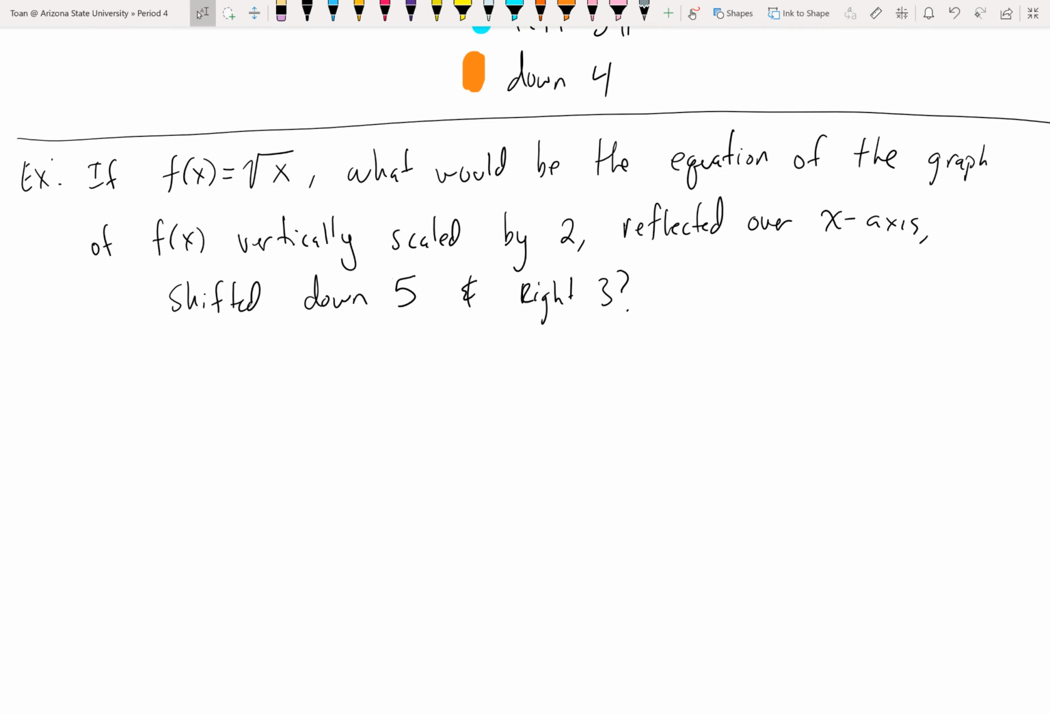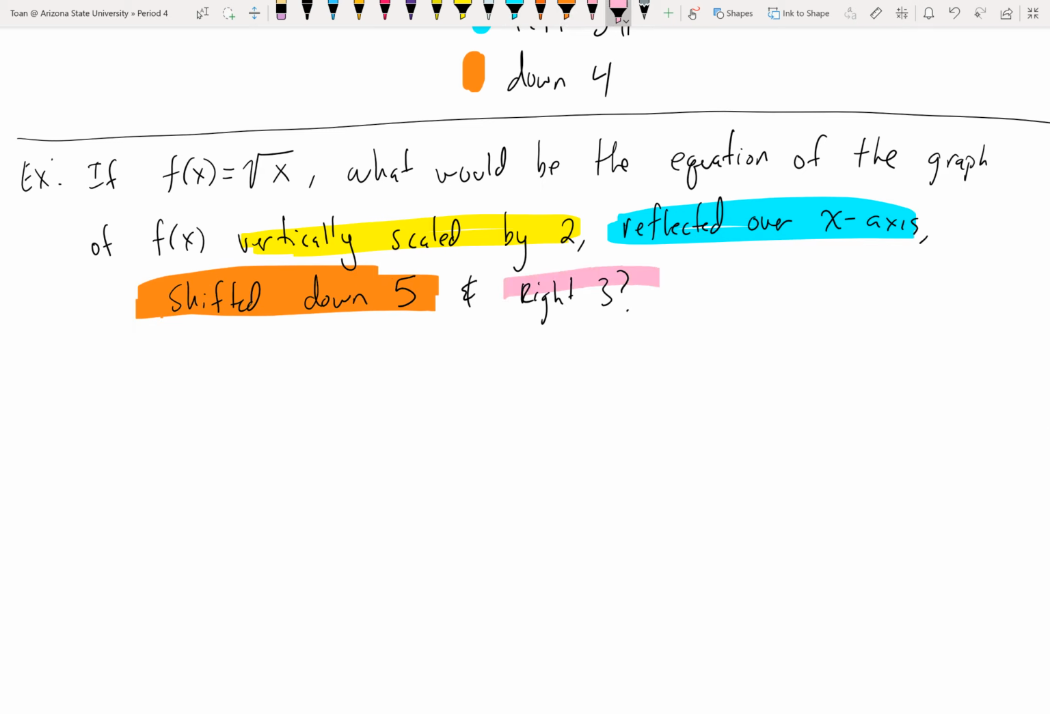The first thing I would do as a student, just pick out the information, pick out the transformations. And they're very obvious because, well, they tell you. So I got one transformation here, scaled vertically by 2. Another transformation here, reflected over the x-axis. Another transformation here, shifted down 5. Another transformation here, right 3. Then what you do is you just start with the template that they gave you. The template is square root of x.